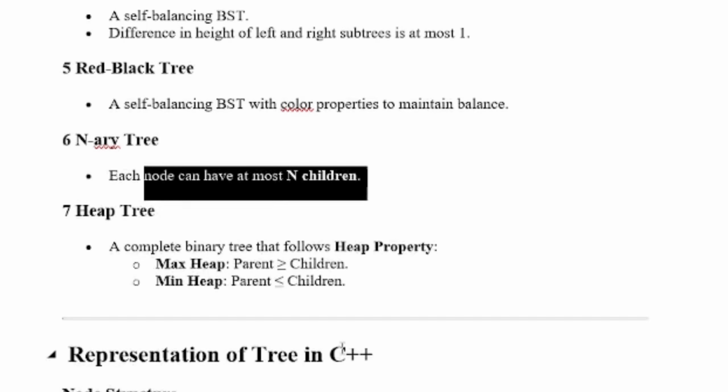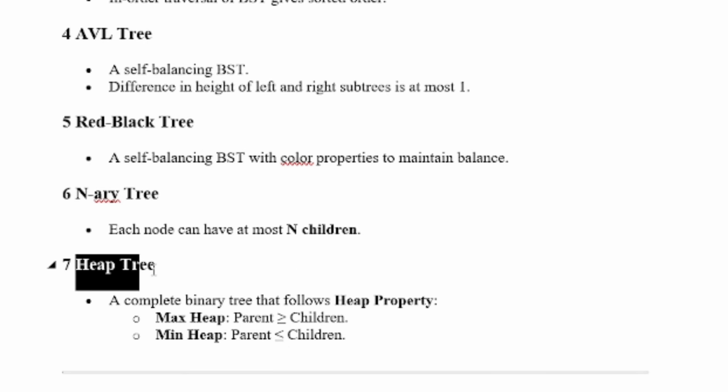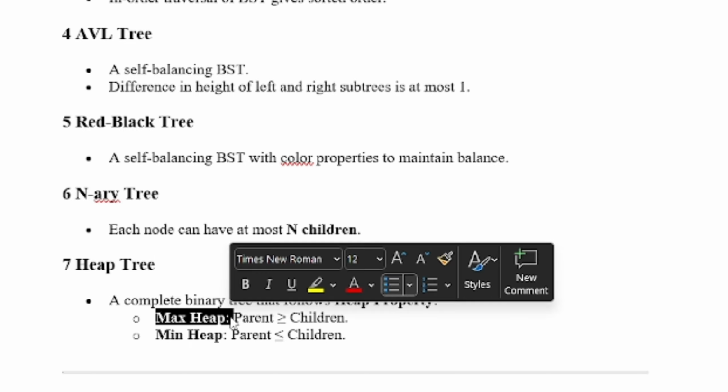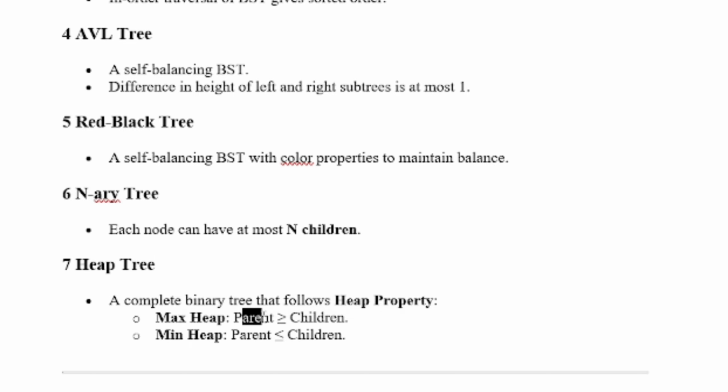And now come to the last one. Last one is a heap tree. A complete binary tree that follows heap properties. So this contains two properties. First is a max heap. Max heap means the parent is greater than or equal to the children, and min heap means the parent is less than or equal to the children. So these are the types of the heap tree.